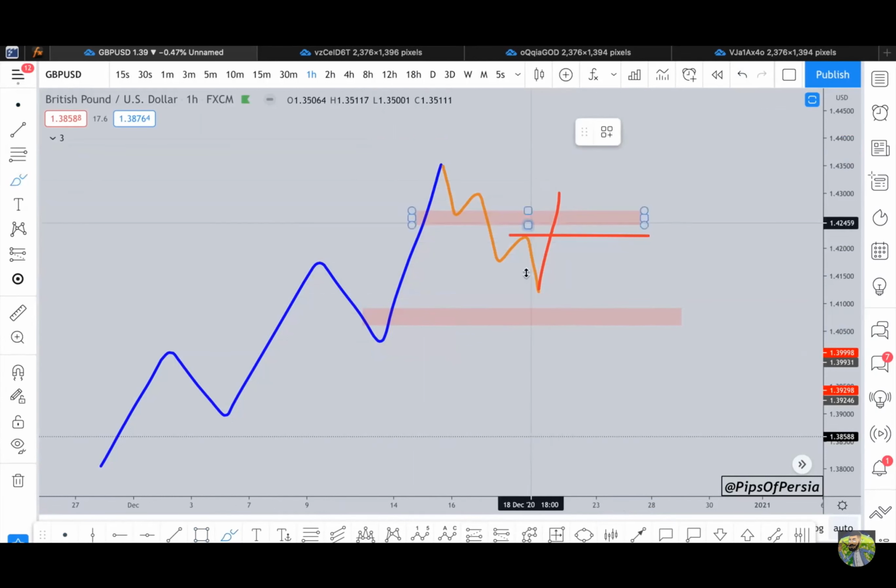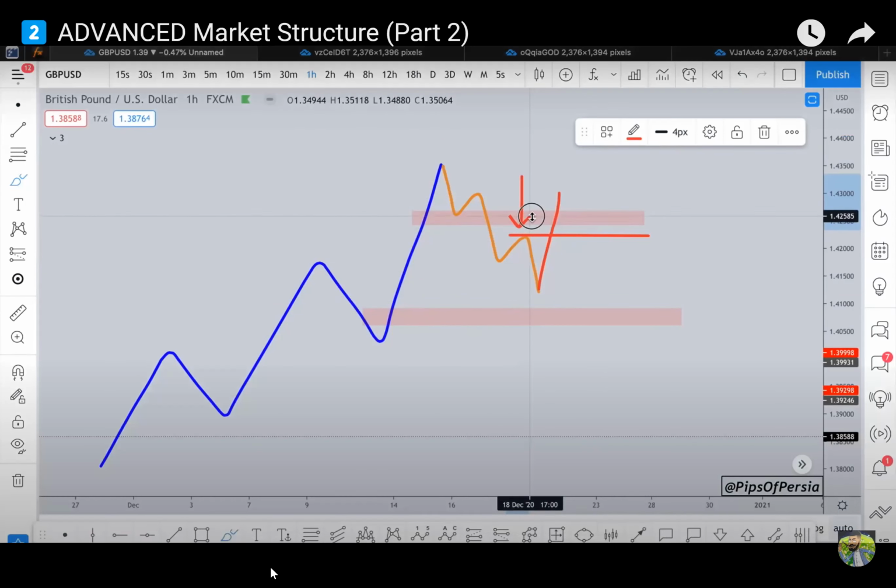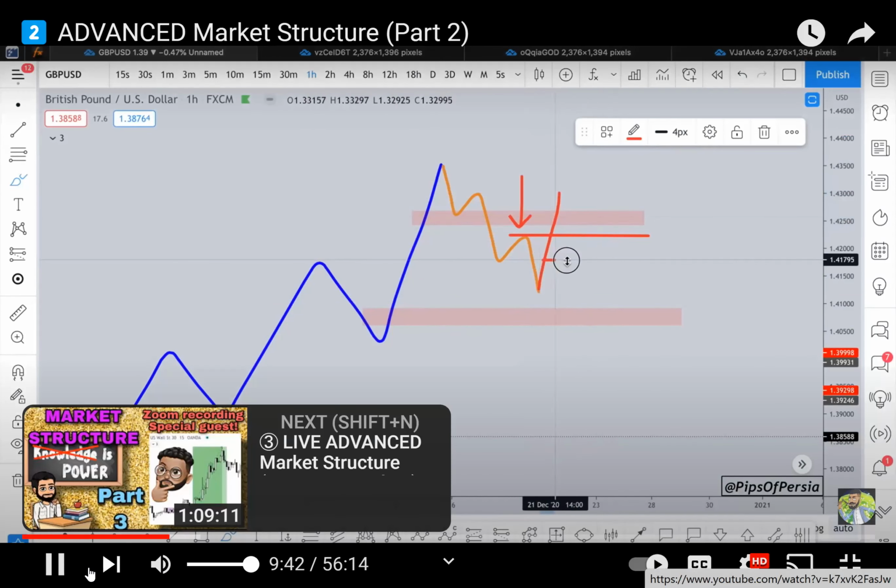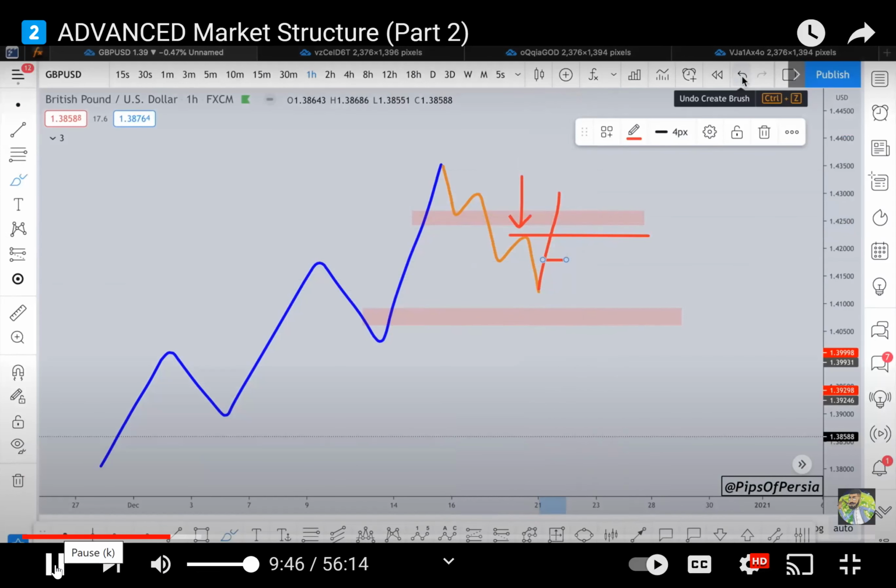And not only that, within these scenarios, you will find that your entries are a little bit less confusing, as you are simply looking for the area that sponsored this break of structure. I'll say that one more time, not going to elaborate too much on it right now, but you simply would want to find the area that sponsored the break of structure.